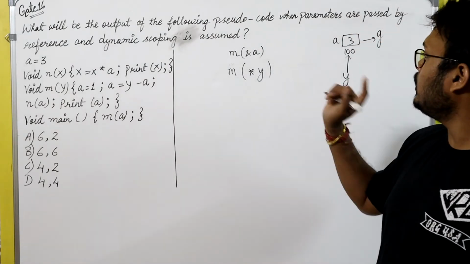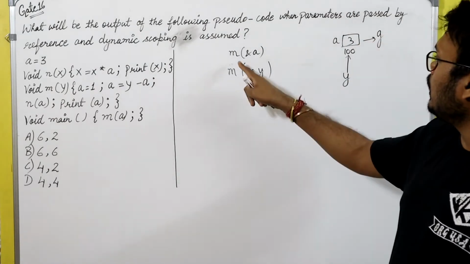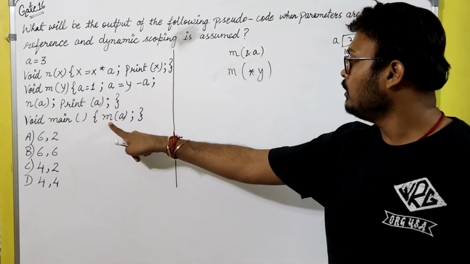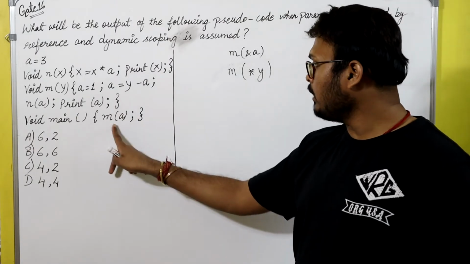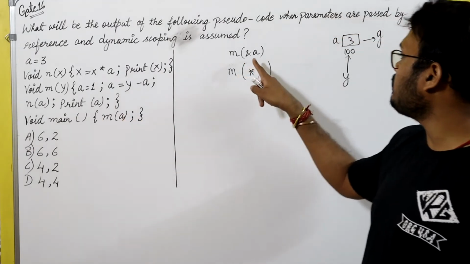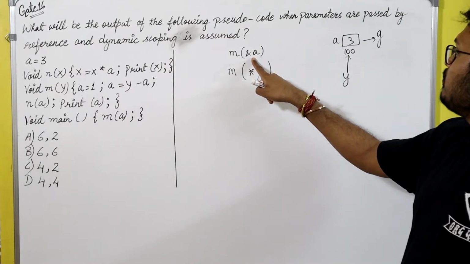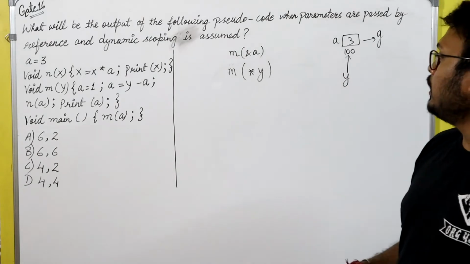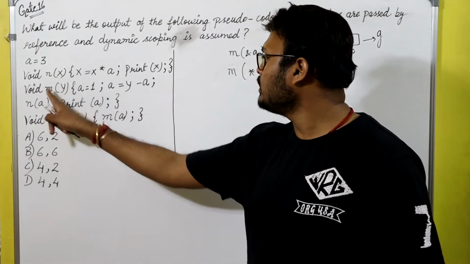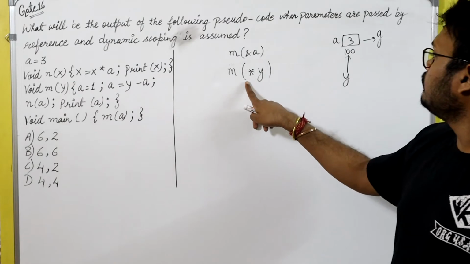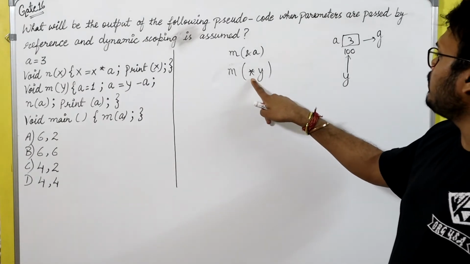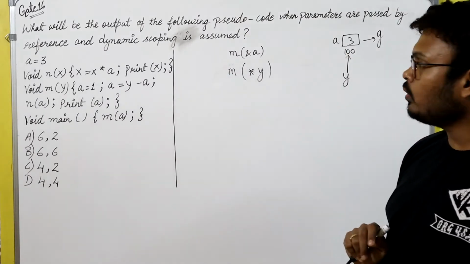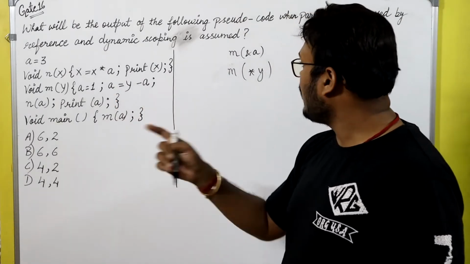Okay. So here you see, till now what I have told you. Here in the main function, the m function is called. So what is the parameter passed? The address of the variable a. What is the address of the variable a? 100. And you see here the m function has been defined. So here in the argument, I have written star of y. It means y points to the address of a. Okay. So now what's happening here?